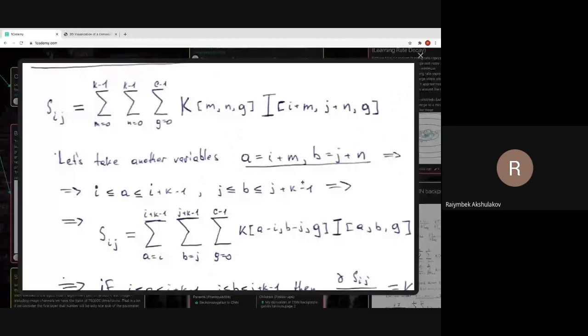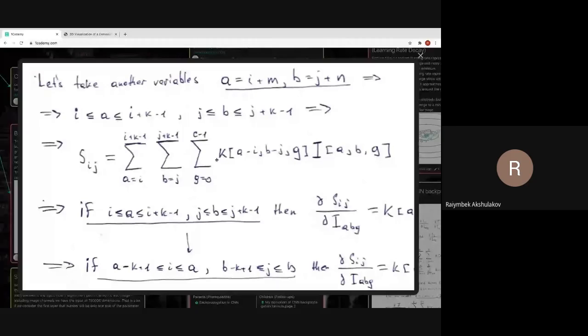Because m goes from 0 to k minus 1, we can conclude those inequalities. So a can go from i to i plus k minus 1, and the same for j: b goes from j to j plus k minus 1. We just switch m and n into a and b.